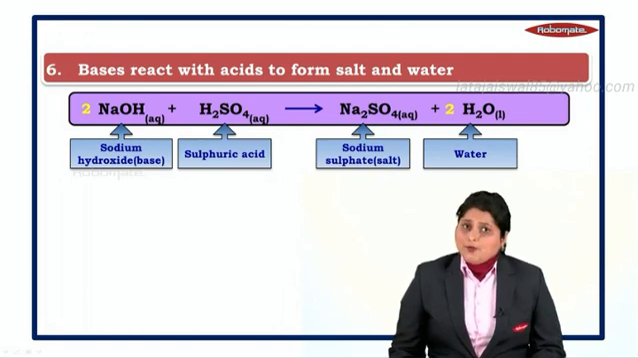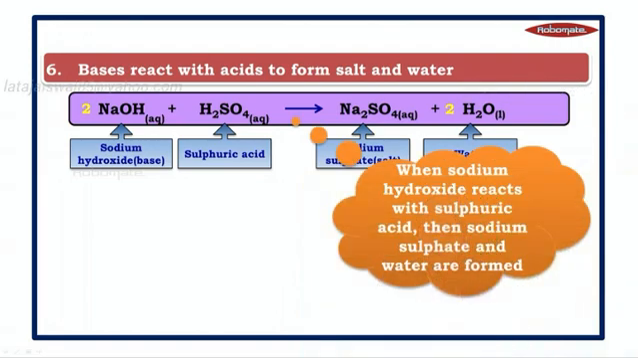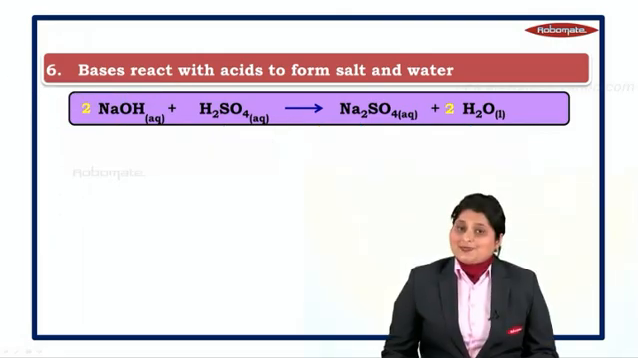Let's learn something more about it, but before that we summarize this reaction. When sodium hydroxide reacts with sulfuric acid, then sodium sulfate and water are formed. Let's go ahead and study property number 7.